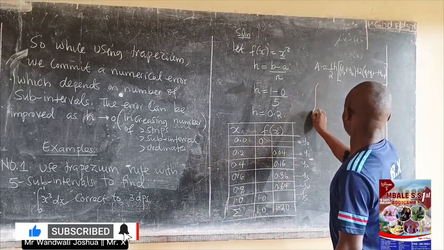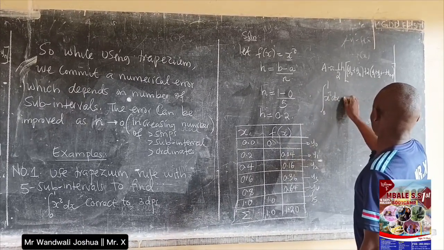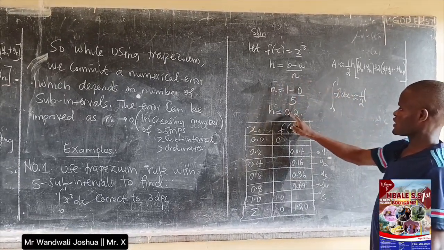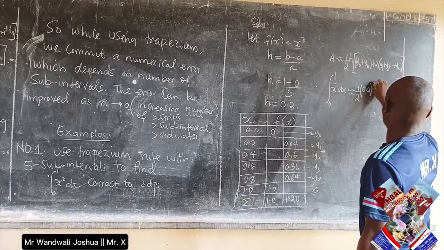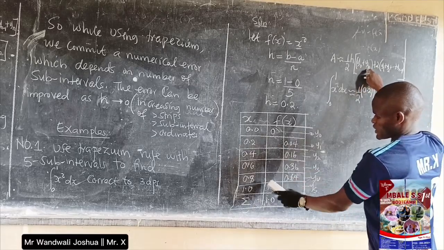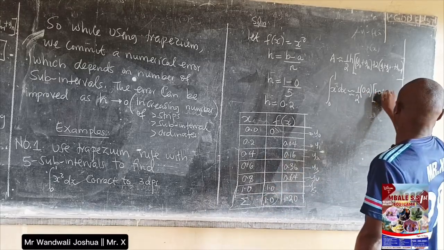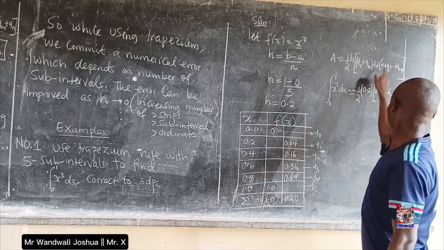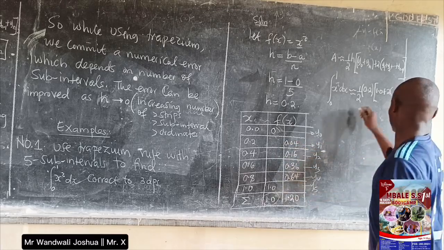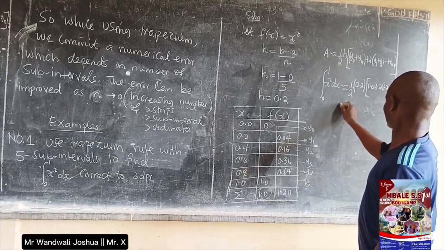So when we come to this, the integral from 0 to 1 of x squared with respect to x is now going to give us an approximation of a half times h. Our h we obtained as 0.2. Then into our first value y naught plus yn, we already added it, the answer is here, which is 1.0, plus 2 into y1 plus y2 plus up to here. The values are here, 1, 2, 3. We added, we got 1.20.